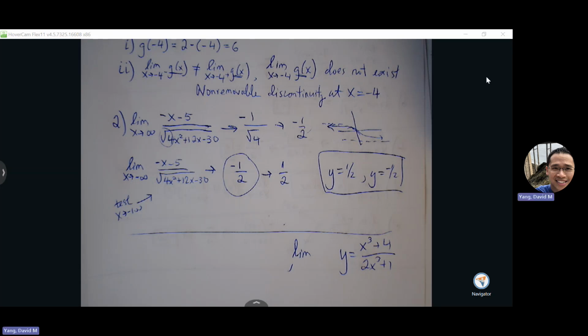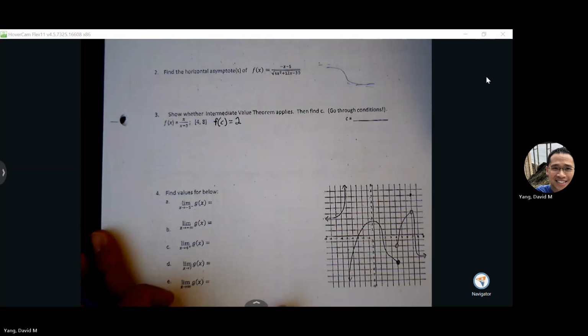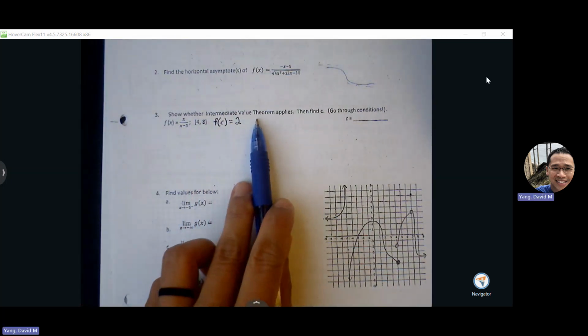Okay, intermediate value theorem. This is number 3. Show whether IVT applies. Again, to remind us what IVT is, we first have to convince ourselves the function is continuous on the closed interval. Make sure that if there are any asymptotes or holes, that neither are interfering with our interval. And then second, we're trying to guarantee this y value.